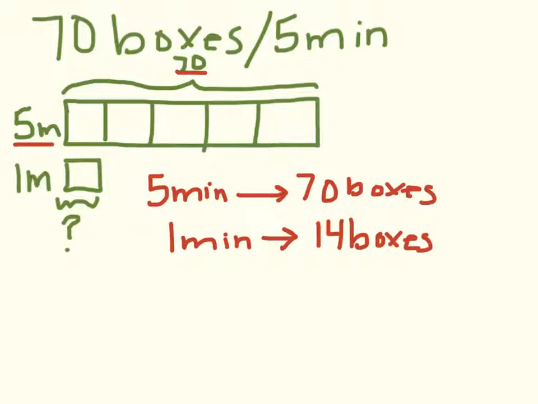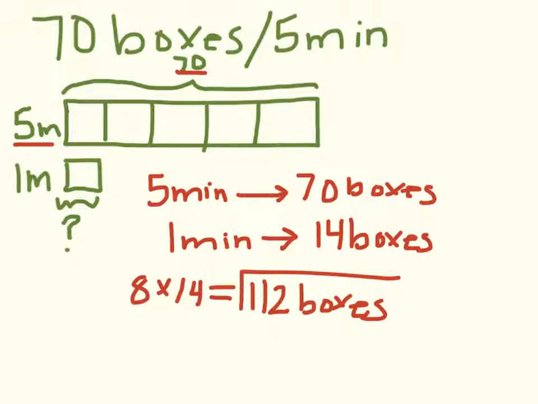The question asks us to solve how many boxes of spaghetti the machine can pack in 8 minutes. Well, now that we know the machine can pack 14 boxes in 1 minute, we simply take 8 times 14 to find our final answer of 112 boxes. The machine can pack 112 boxes in 8 minutes.